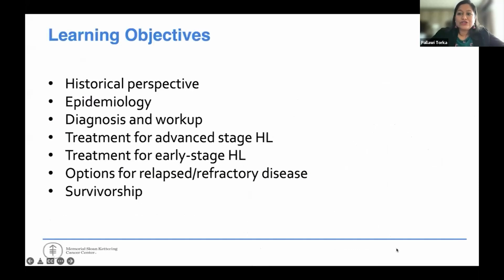So let me start by talking about the learning objectives. I'm going to briefly touch base about the historical perspectives, epidemiology of Hodgkin lymphoma, diagnosis and workup, and then treatment for advanced stage Hodgkin first, because it's a little easier than discussing treatment for early stage Hodgkin lymphoma. And we'll briefly touch upon the options for relapsed and refractory disease. And then we'll talk also briefly about survivorship, because that is very important in Hodgkin lymphoma. This is one of those diseases where we do achieve a high cure rate.